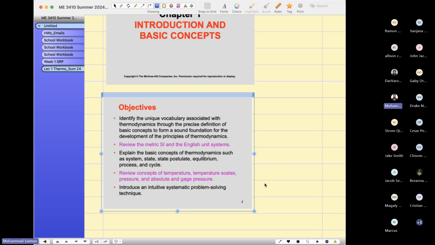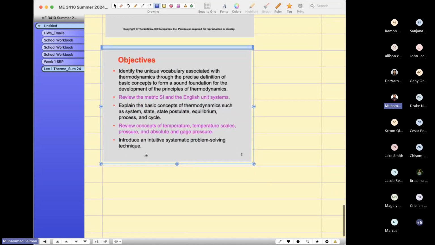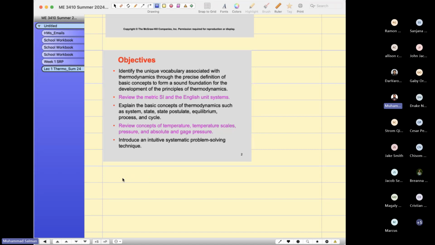In English, you have foot, pound, second. In the SI system, you have MKS, so meter, kilogram and second. Explain the basic concepts of thermodynamics such as system, state postulate, equilibrium, process, and cycle. Review concepts of temperature, temperature scales, pressure, and absolute and gauge pressure. Introduce an intuitive, systematic problem solving technique.